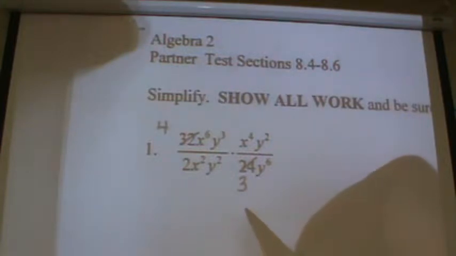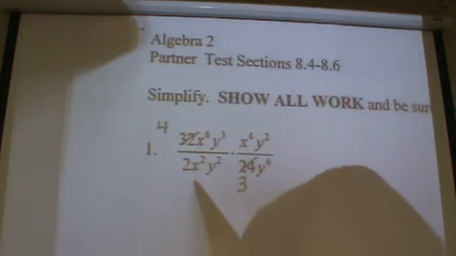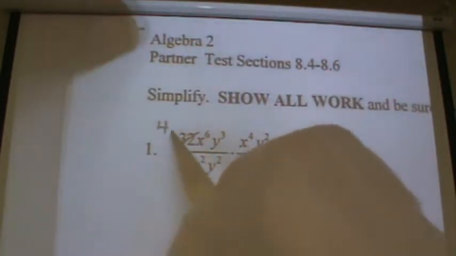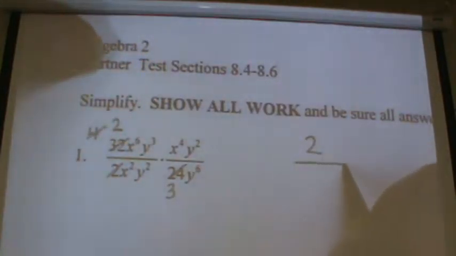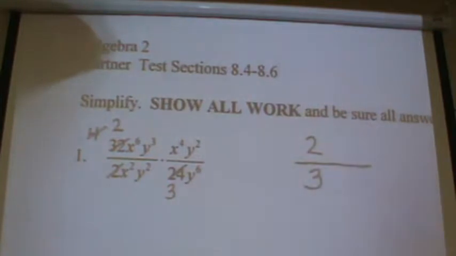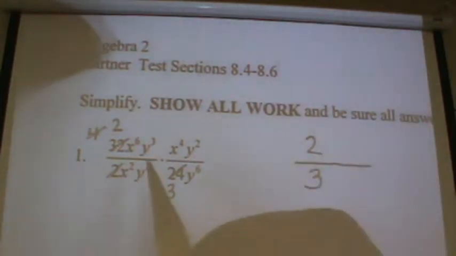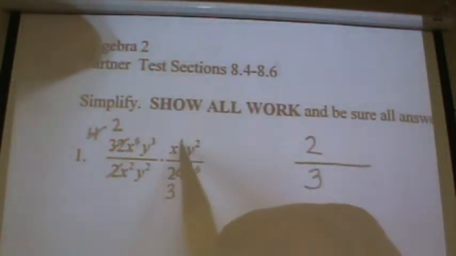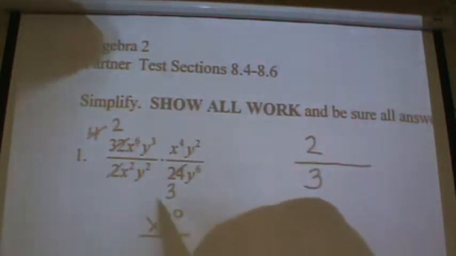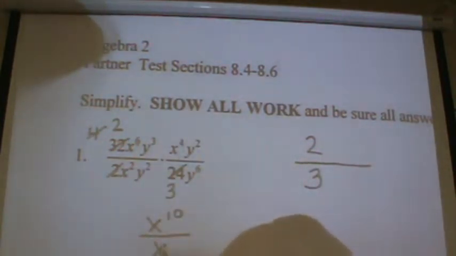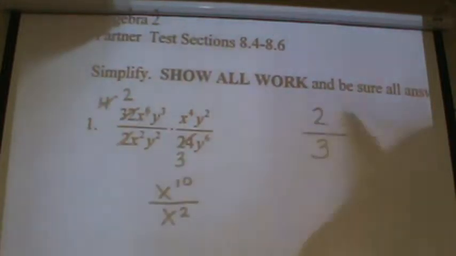I see another number before we finish the number. 2 and 4, or 2. Okay, so you have 2/3. Now, count your x's on top. How many do you have? 10. How many x's are on the bottom? 2. So what does that give you? 8 x's on the top.